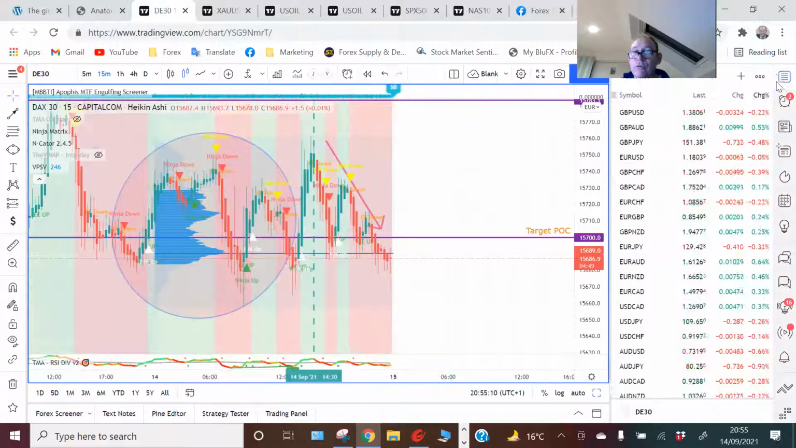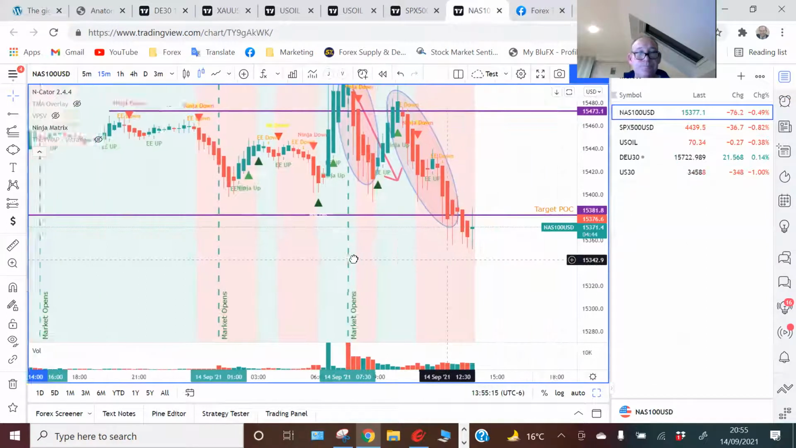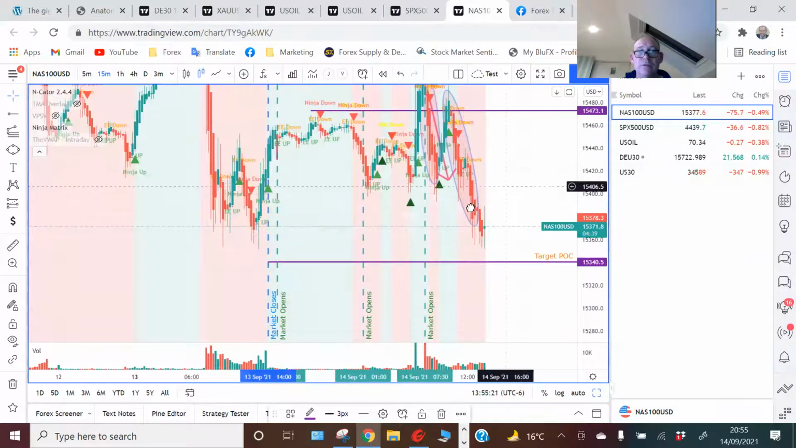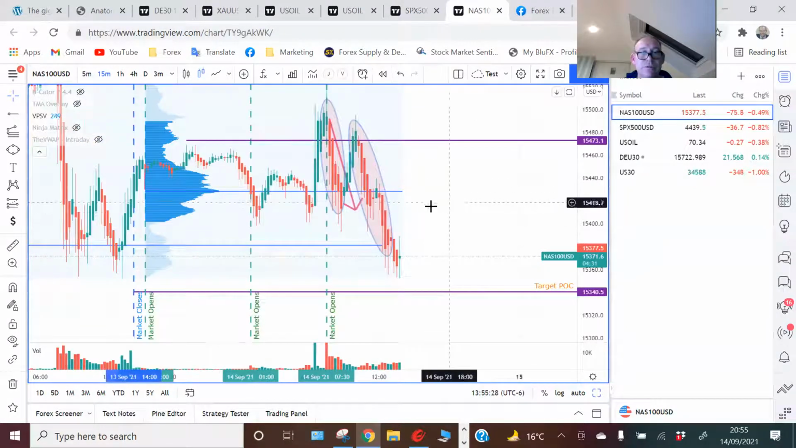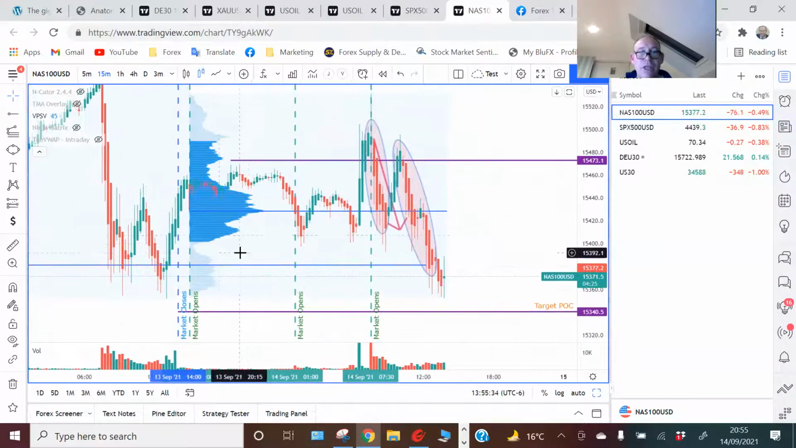So let's just go through them all from top to bottom. Let me do it this way. Let me remove everything. All I want is the volume, nothing else. So Kerry, there's the volume profile there. There is today's point of control, so that's our target. Price is here. So question: is that a buy or a sell? You know the answer.